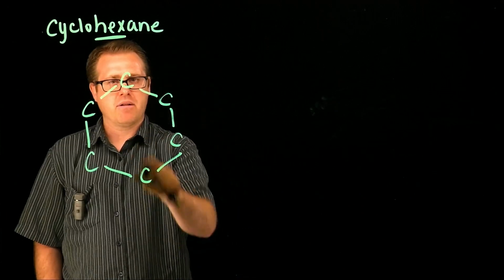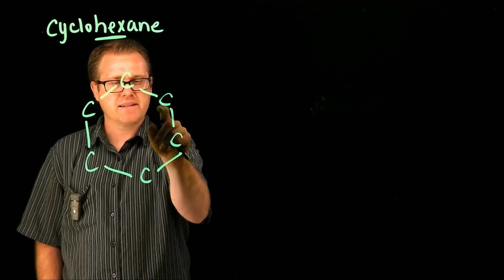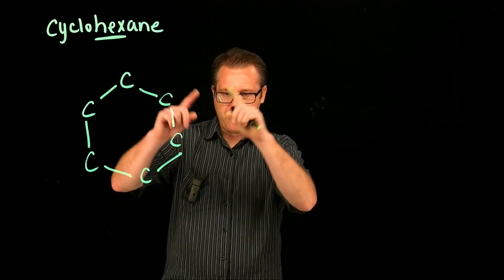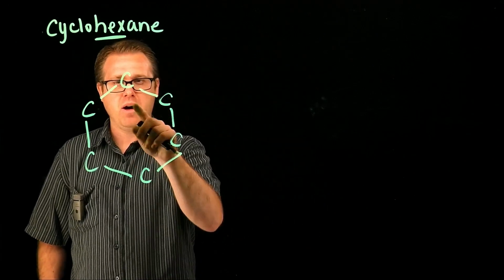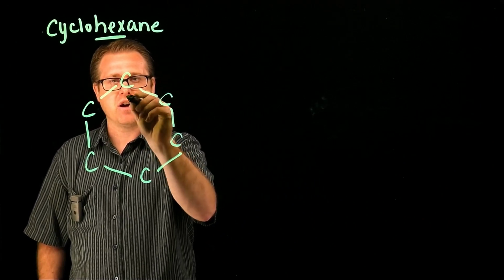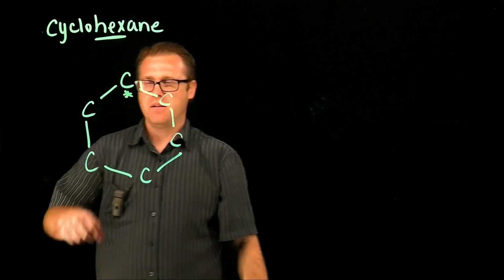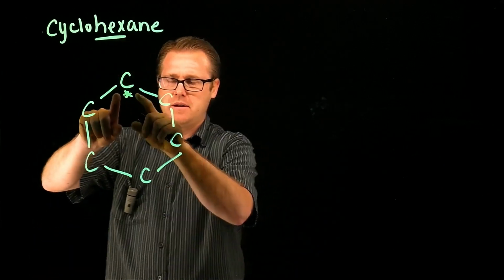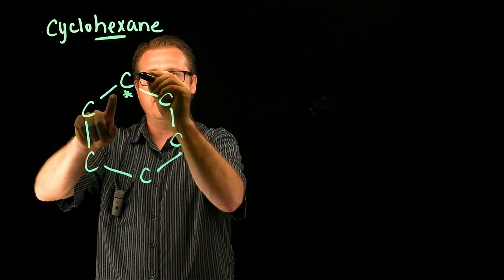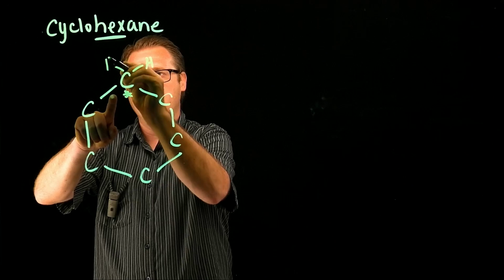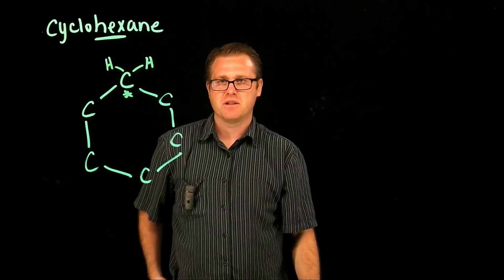So if I did that right, there's 1, 2, 3, 4, 5, 6 carbons in a ring. But each carbon has to have 4 bonds. So if I look at this starred carbon right there, what's so important about this guy? Well, it already has 2 bonds there. So it is implied that there's 2 hydrogens attached.